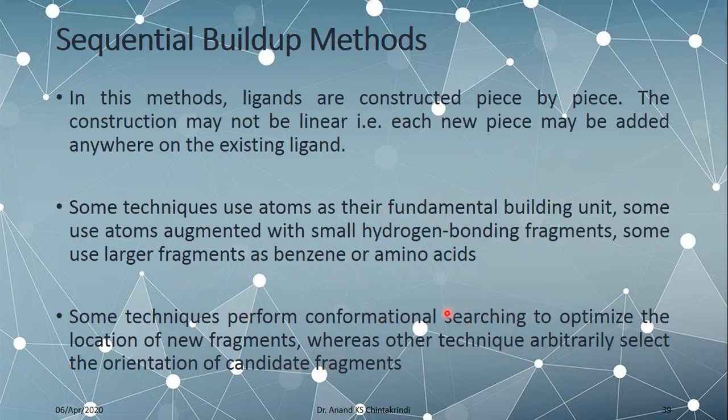So this conformational searching means it searches for different conformations in the database. Again, I will take the example of the chair and boat conformation of the cyclohexane ring. It will search for both the chair and the boat conformation of the cyclohexane ring, and say if the chair conformation is fitting the location of the binding site properly, with optimized location, it will be selected. Or it can directly take the chair conformation from the orientation of the candidate fragments.